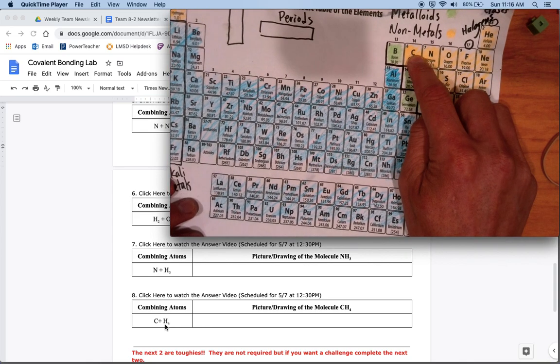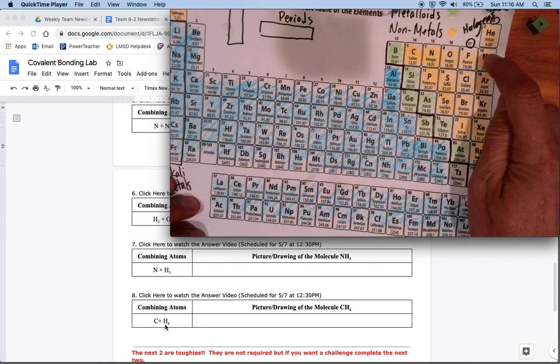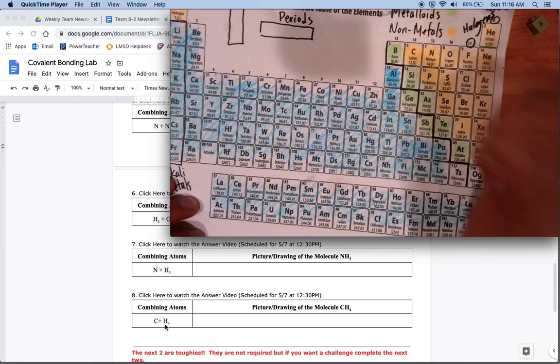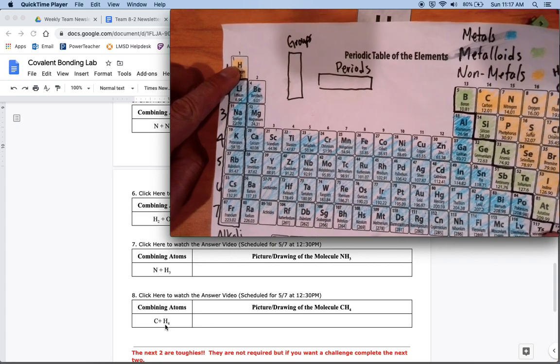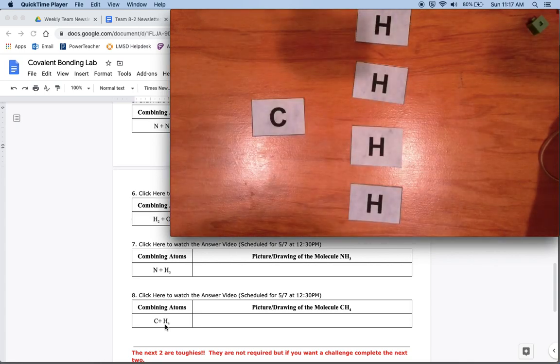Carbon is right there. So I know that 8, 7, 6, 5, 4. Carbon has 4 valence electrons. And hopefully at this point, you know that hydrogen has 1 valence electron. So let's put all that stuff together.